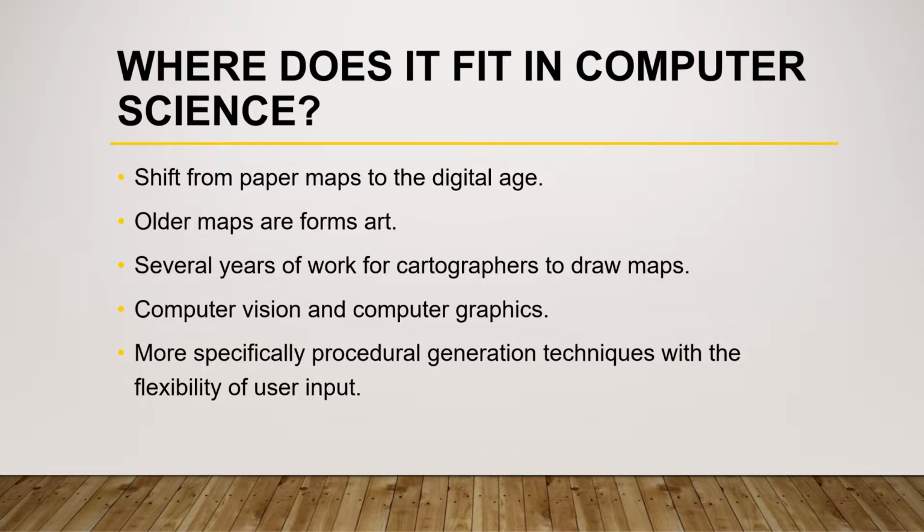So obviously, here's some background in terms of where it fits in computer science. There's the rise of technology, right? So we're shifting from paper maps to the digital age. Older maps are now considered forms of art, and it takes years and years of work for a cartographer to draw a one-to-one map. However, with computer vision and computer graphics, which is the category it falls under, with the power of computers, we can now get the computer to procedurally generate a map for us with procedural generation techniques, and obviously there's the flexibility of user input to help sway or affect what the output would look like.